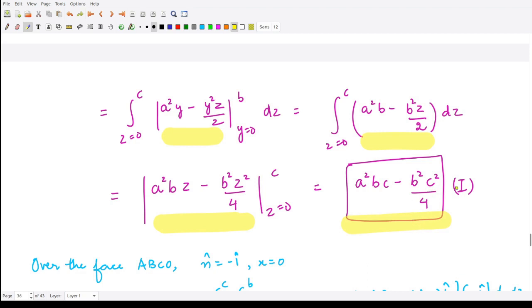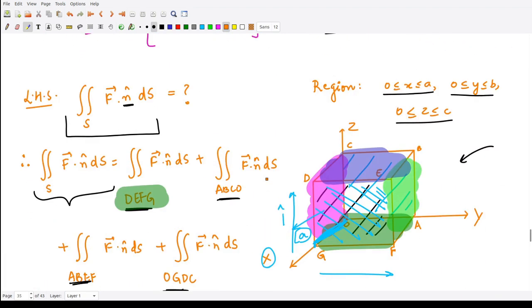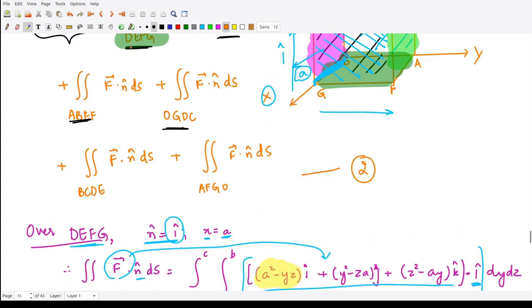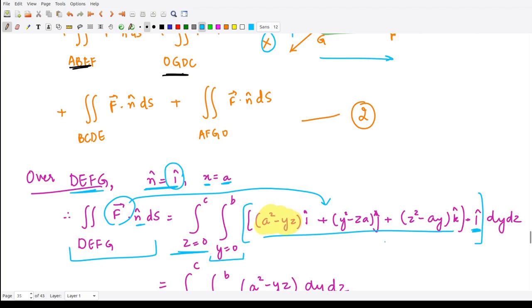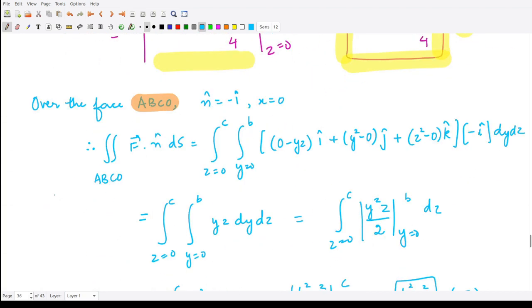So I am calling this first phase to be I cap. So mark this, we will require this thing later on, right? Next, let us discuss it for another face ABCO. Now, what is your face ABCO? Your ABCO is the face which is, let me redraw this quickly. So, our figure is, so according to this, your face ABCO is this one, right?